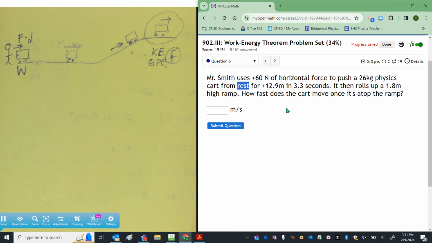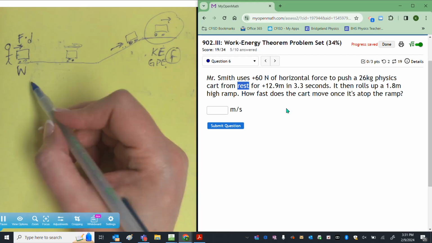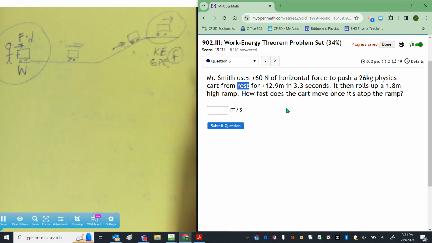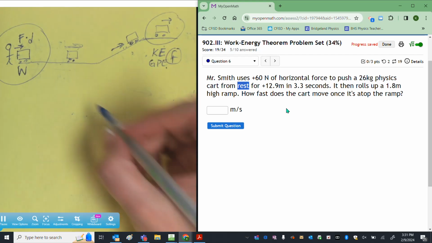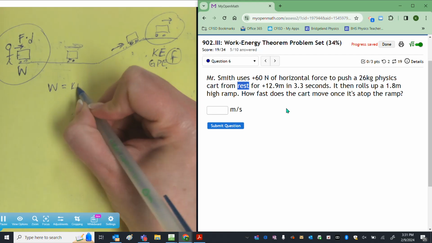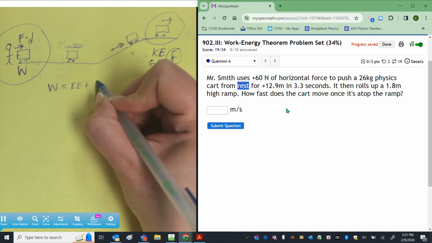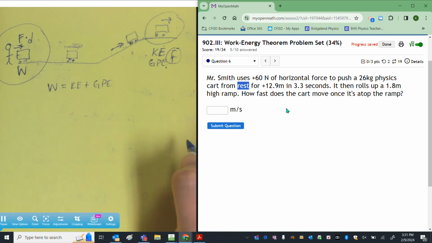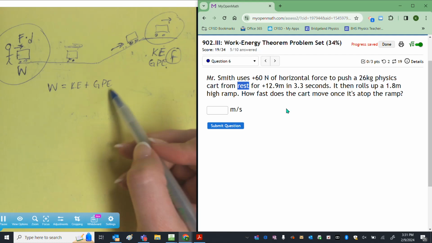Okay, I'm going to save myself some time, and I'm just going to look at my initial point and my final point, and that's it. I'm going to write my equation. The work that he does is equal to the kinetic energy that the cart has at the end plus the gravitational potential energy it has at the end, because he doesn't just make it move, he also makes it go up a ramp. So it has both of these two.